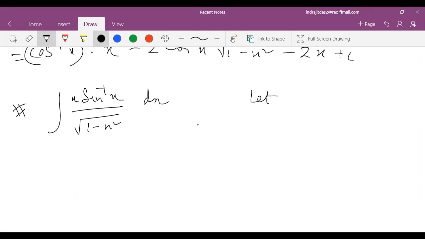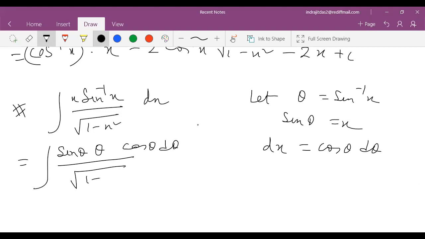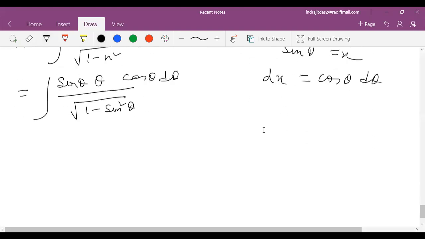Same method. Let theta is equal to sin inverse x. So sin theta is your x. Therefore dx is cos theta d theta. Therefore you are getting now x is sin theta. Sin inverse x is theta. Dx is cos theta d theta. And the denominator is root of 1 minus x square, 1 minus sin square theta. So you are getting the result in this way.